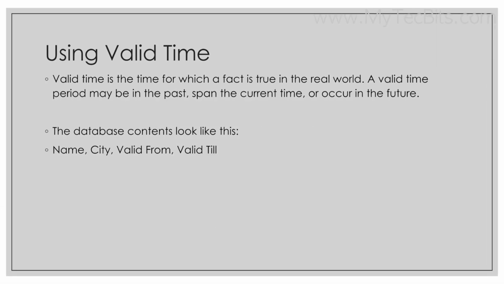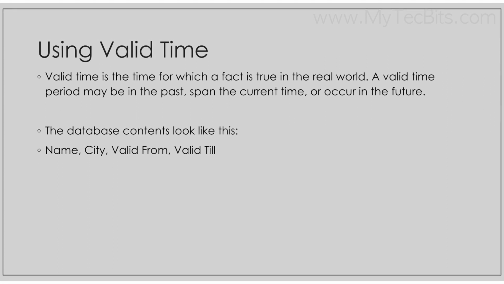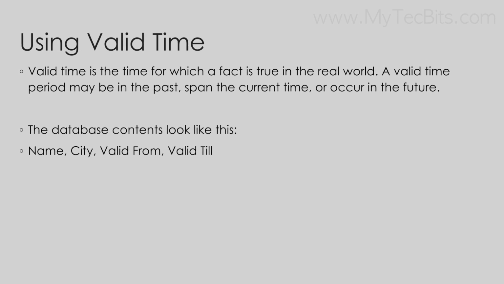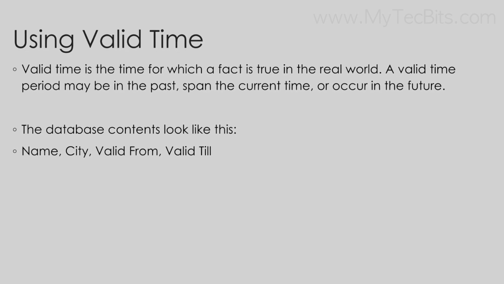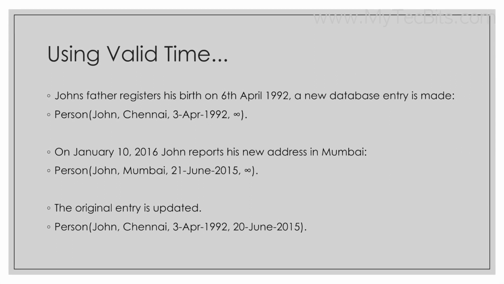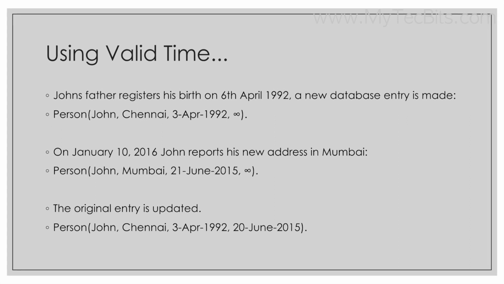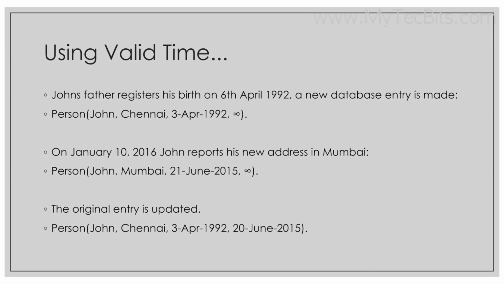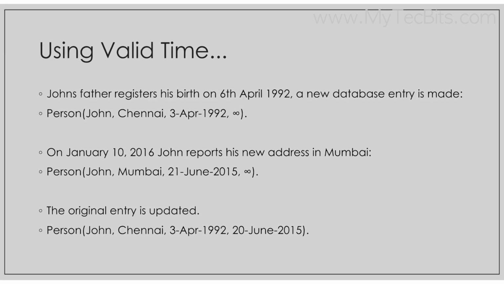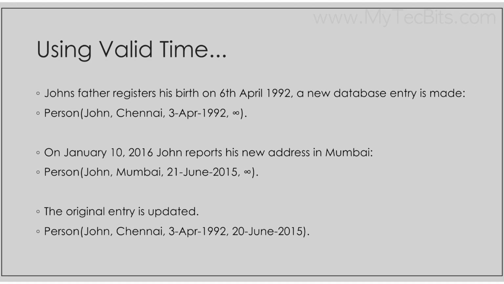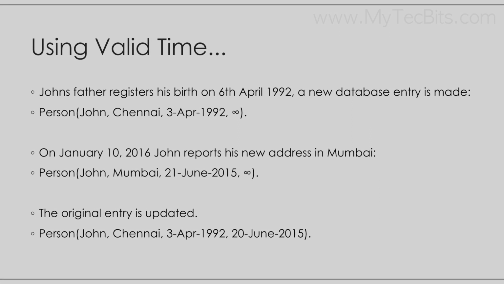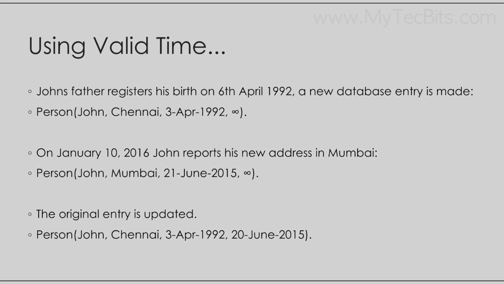So to make this a temporal database, we'll be adding the time aspect also to the database. First, let's add the valid time, which is the time for which a fact is true in real world. In this example, John was born on 3rd April 1992. Even though his father registered his birth 3 days later, the valid time entry would be 3rd April of 1992. There are two entries for the valid time, the valid start time and the valid end time. So in this case, 3rd April 1992 is the valid start time. Since we do not know the end time, we add it as infinity.